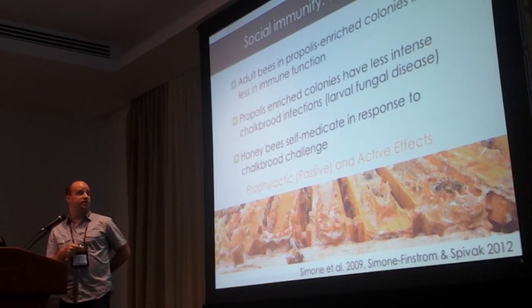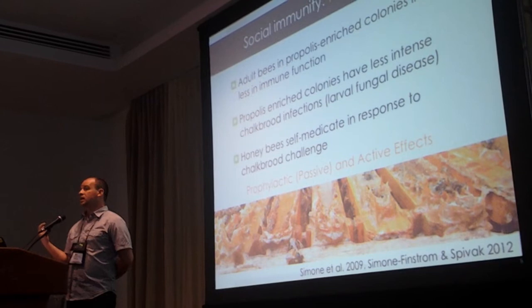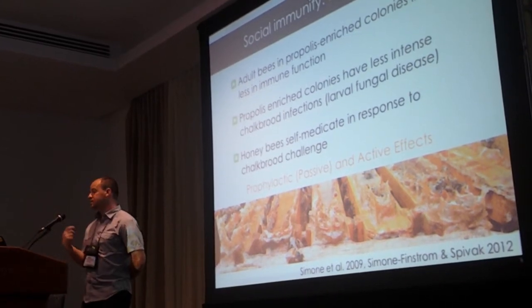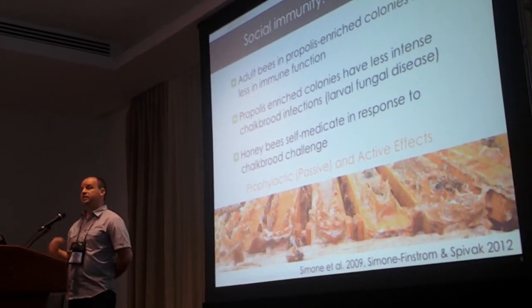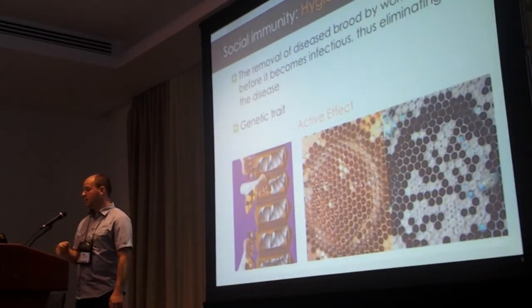And so in this way, it's both a prophylactic or passive effect, because it has these background effects in the hive on immune systems, but it also is an active effect. They can bring in more resin when they're challenged with a pathogen.